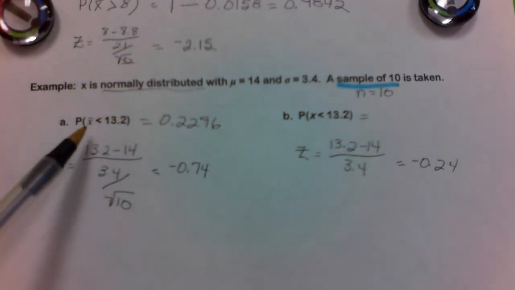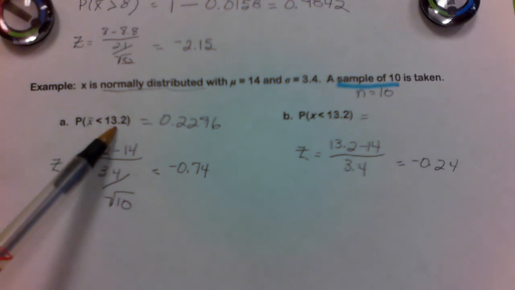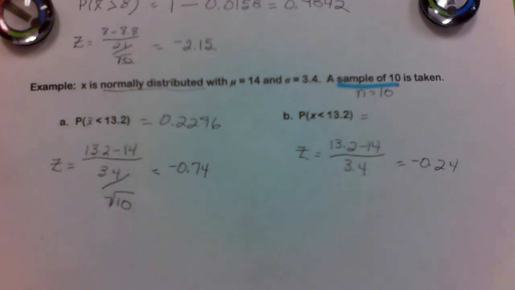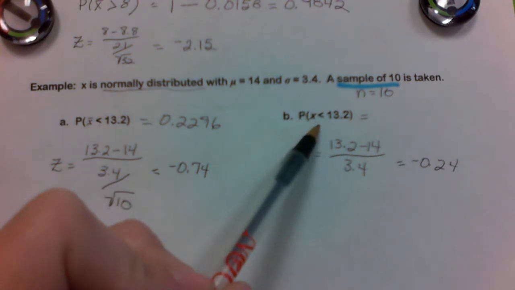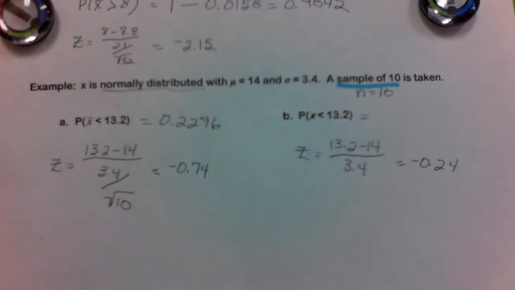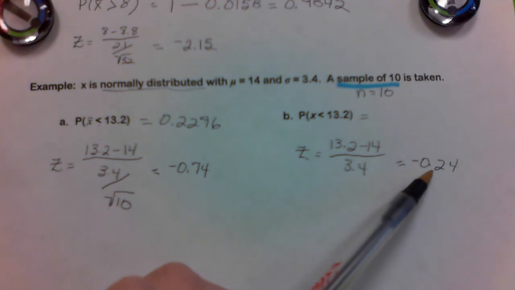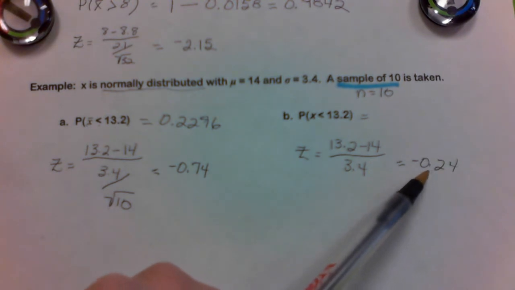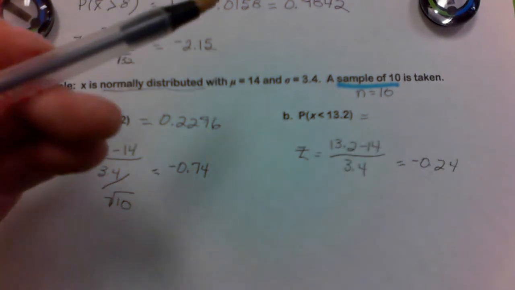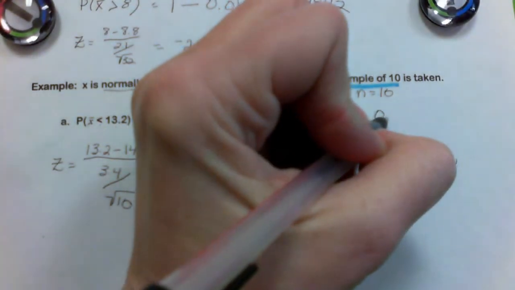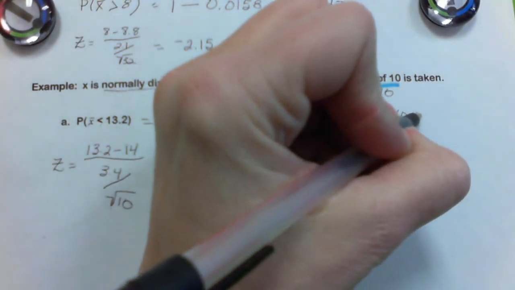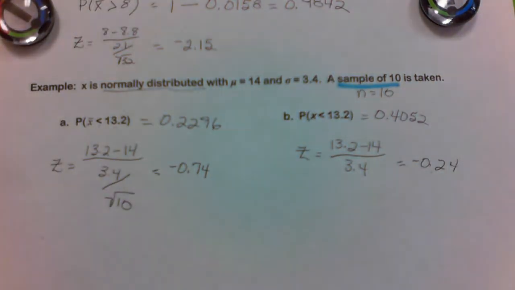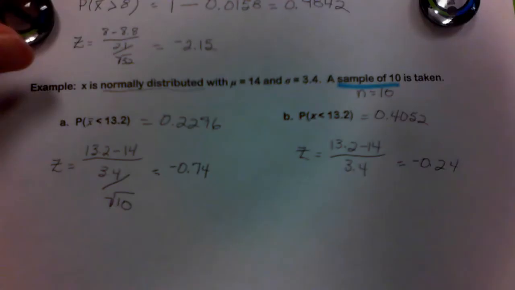So the probability that an average of 10 people or items is less than 13.2 is 0.2296, whereas for one person or item less than 13.2, go to your Z table, locate negative 0.24, and you find 0.4052. So it completely changes the answer depending upon if you're talking about an X value or an X bar value.